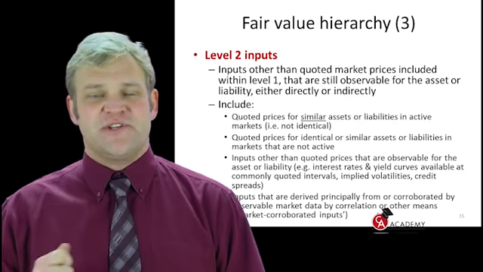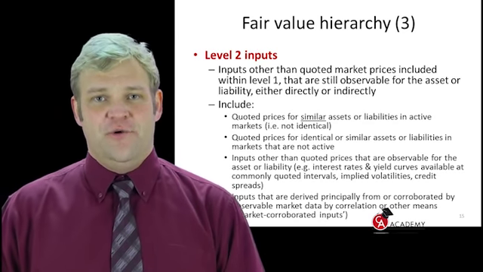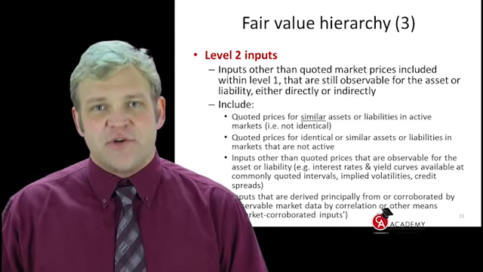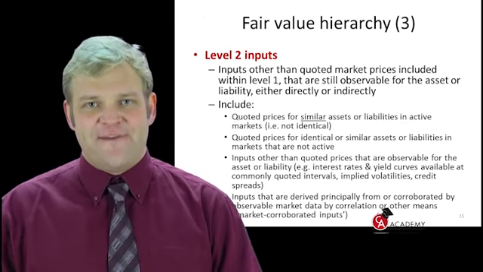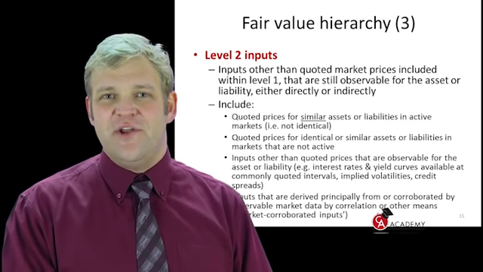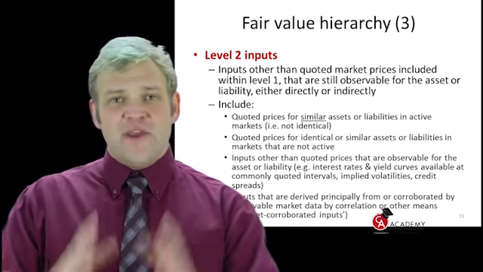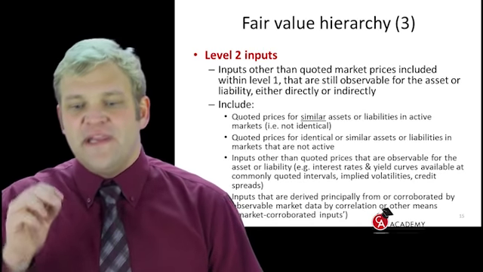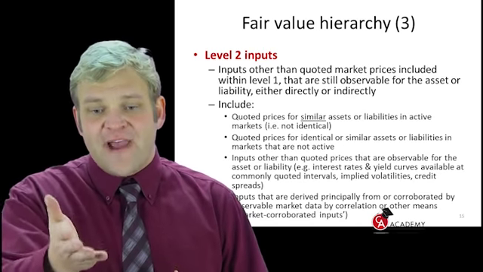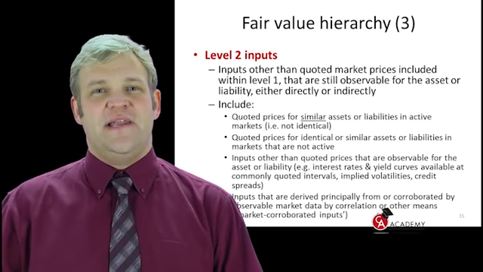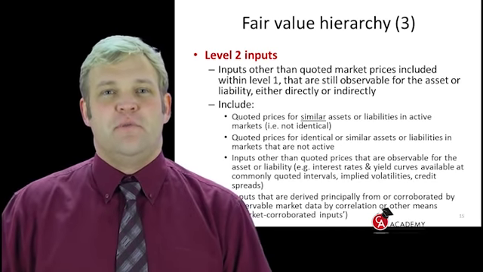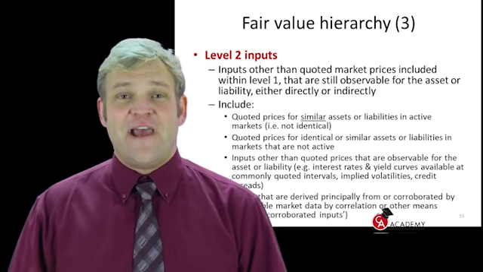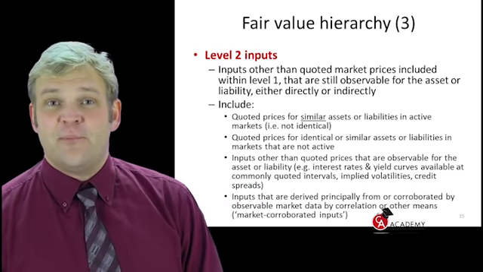Do you agree? Number 3, inputs other than quoted prices that are observable for the asset or liability. For example, interest rates. Think about when you determine the fair value of a financial instrument at initial recognition. We all know that financial instruments at initial recognition should be measured at fair value, not at consideration. Do you agree? Otherwise, they're measured at cost. Now, when you determine that fair value at initial recognition, and you can determine an interest rate or a yield curve, and these things are available at commonly quoted intervals, etc., that is a level 2 fair value input.